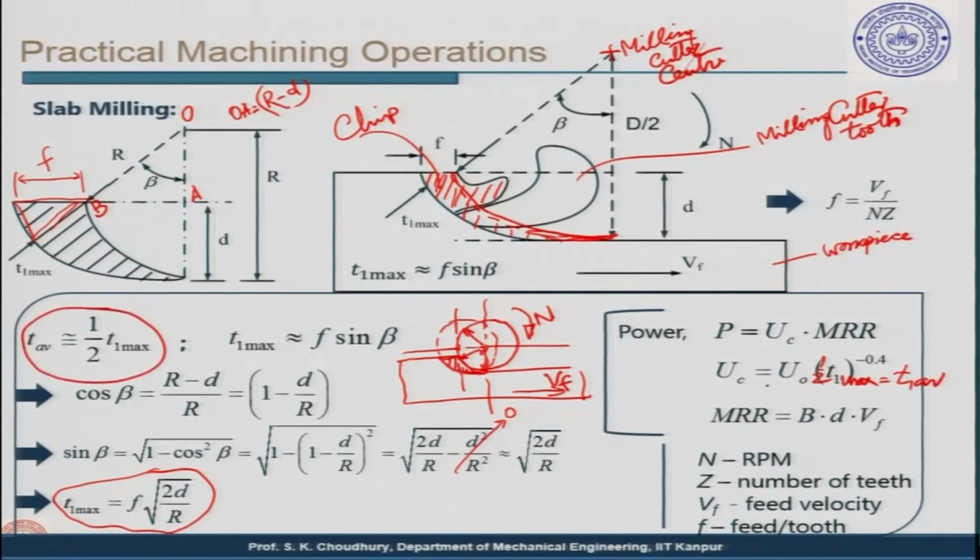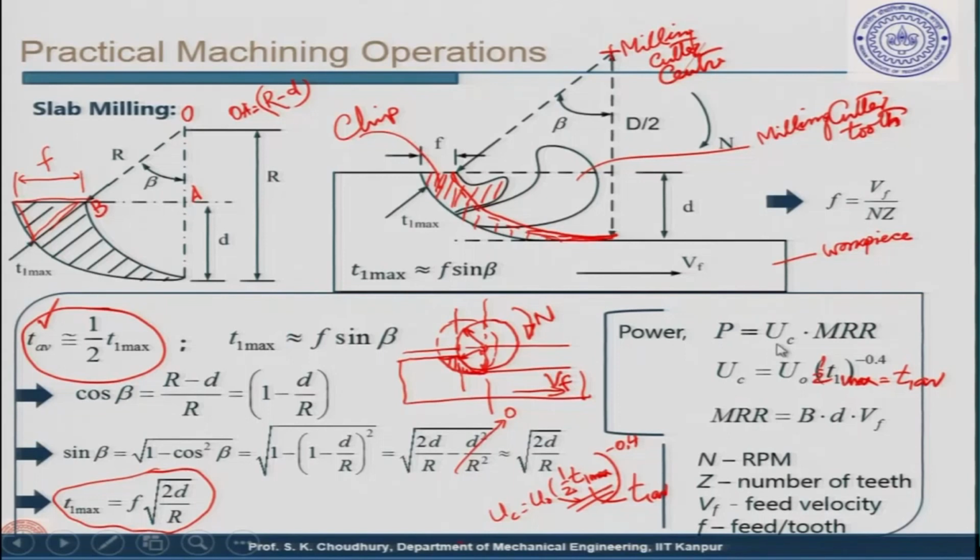So, the normal equation which is used in case of turning, if you remember, is u c is equal to u 0 t 1 to the power minus 0.4. So, this, I said, is an empirical formula. So, in case of milling, it has to be u c is equal to u 0, I am just putting it in a better way, u 0 into half of t 1 maximum to the power minus 0.4, because this is the average value that we take, and this is the t 1 average, okay.